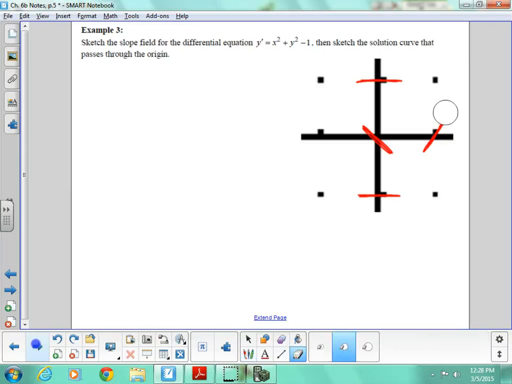Wait, do I fail at math? 1, 0. No, hold on. 1, 0. 1 plus 0 minus 1. He was flat. Negative 1 squared is 1. 1 plus 0 minus 1. He's flat. Negative 1, that's 2. 2 minus 1 is positive 1. Negative 1, they're all going to be positive, so that's going to be a positive 1. Anyway. It makes sense. Sketch the solution curve that passes through the origin.